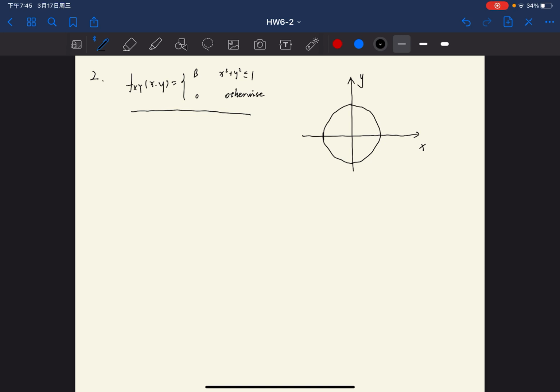And in question A, we want to find b so that the above defined function is a valid joint PDF. So the b needs to satisfy that.